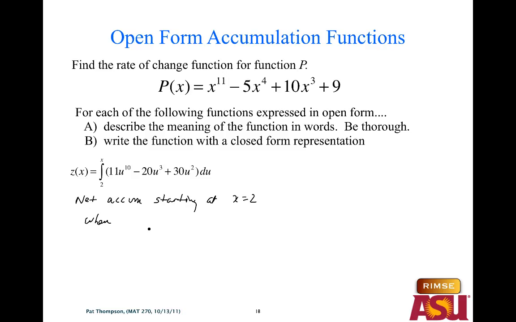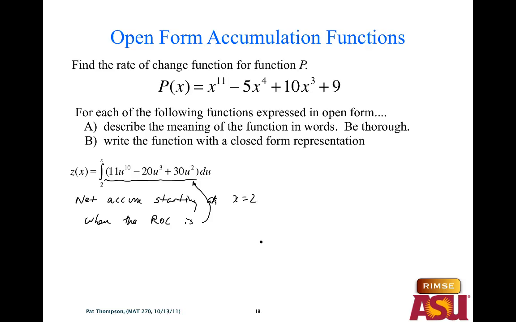What else? What's the last thing we could do to describe this? Yes, sir. h is very small. Yeah, that's true. What else do we have from that expression that we know about this net accumulation? Yeah, good. So when the rate of change is this thing. So you should have said something like that. This is a net accumulation function starting at x equals 2, or zeroed out at x equals 2, when the rate of change is that. Okay?